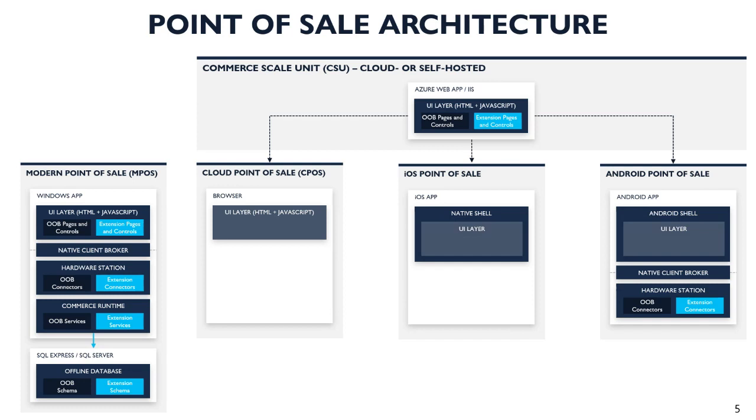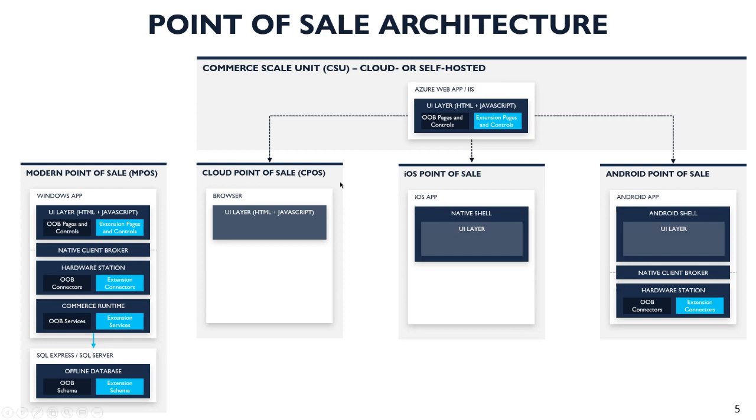The first thing is the cloud point of sale, which is hosted in the CSU. Suppose you are a customer who wants your point of sale fully deployed in the cloud, with zero footprint on the device: you just open the browser and run the point of sale application. Then you can use the cloud point of sale, where everything is deployed in the cloud. Any extension you develop for the cloud point of sale will be packaged and deployed to the cloud. If you see the blue box here, the extension packages and controls go to the cloud CSU, where you package and deploy them.